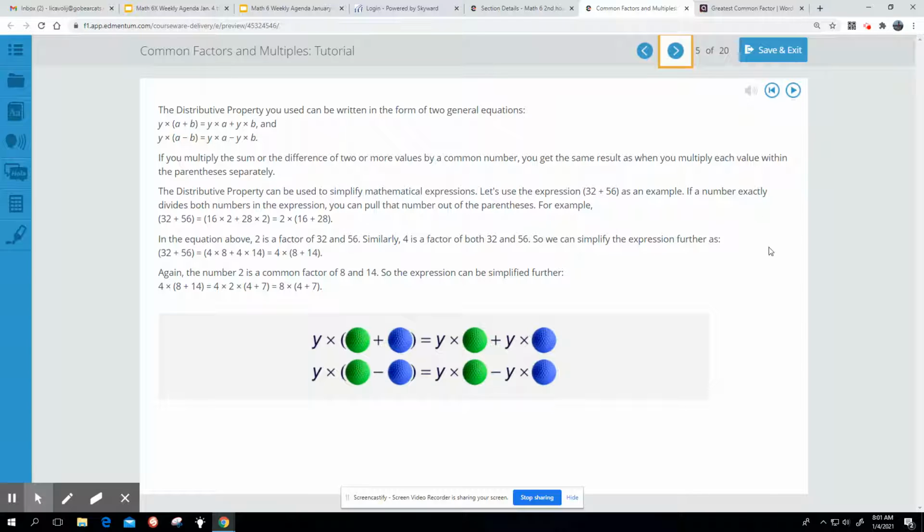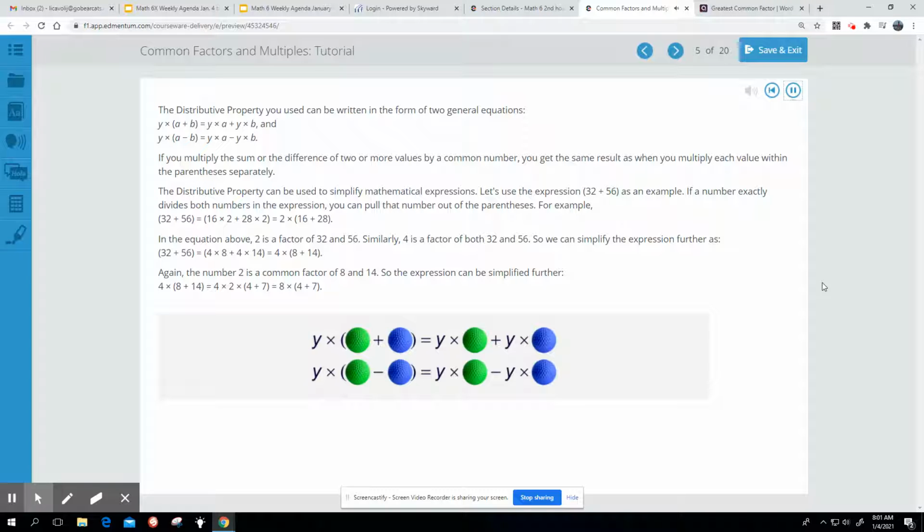The distributive property you use can be written in the form of 2 general equations. Y times the sum of A plus B equals Y times A plus Y times B, and Y times the difference of A minus B equals Y times A minus Y times B.